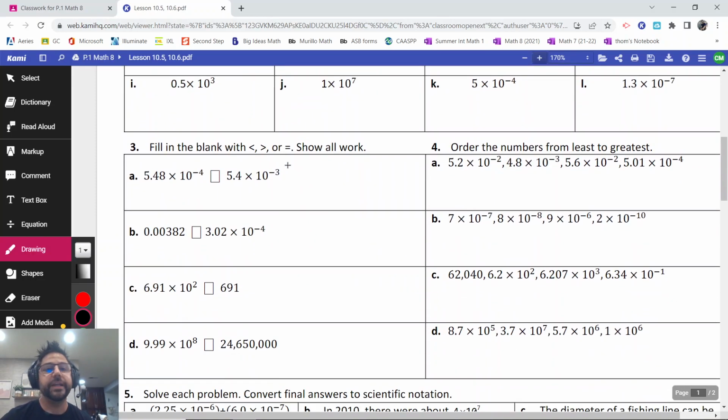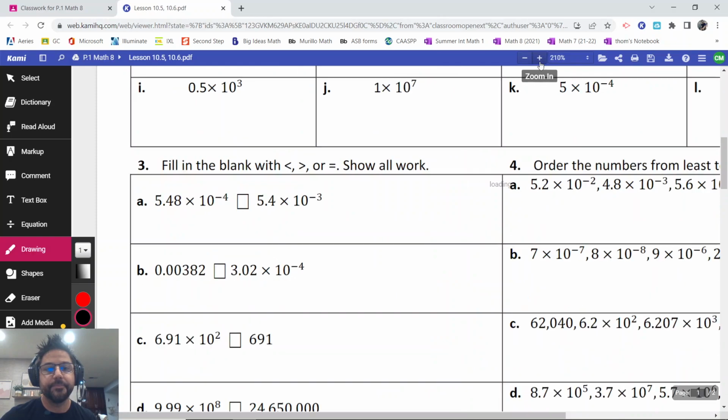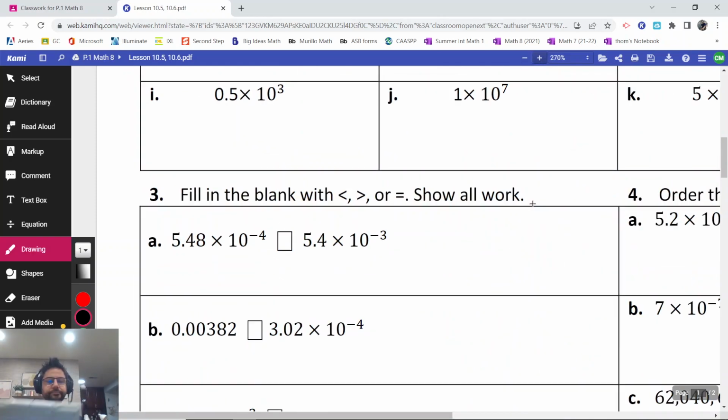All right, number 3, it says fill in the blank. So you're going to go ahead and rewrite them. And if you notice, they have a similar start. It's really the exponents. Okay, in letter B, 1 is done for you. So let's go ahead and do letter A real quick. Let me zoom in. All right, so let's see. Hopefully we've got some room to write.